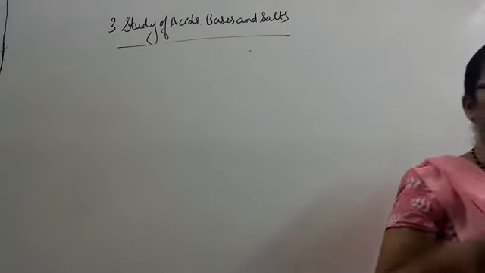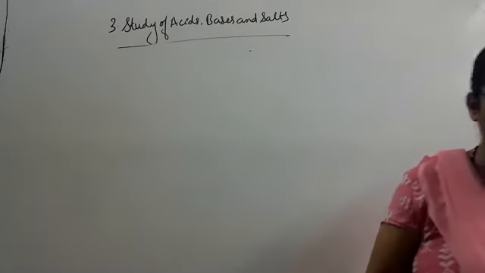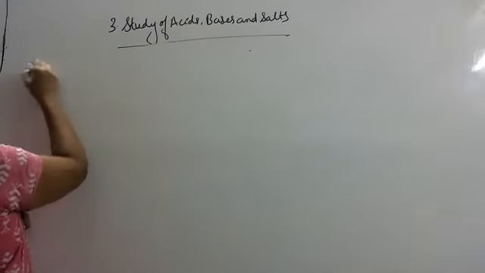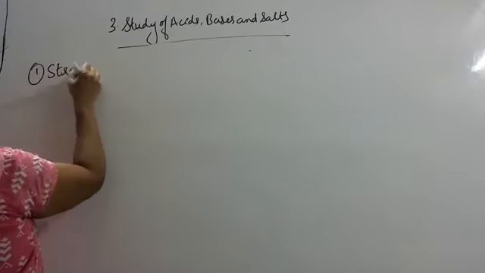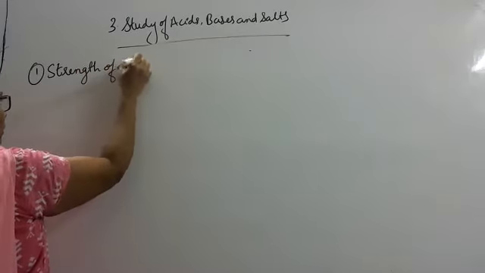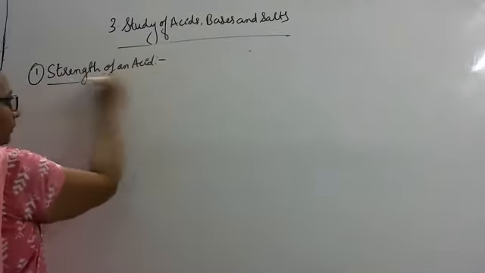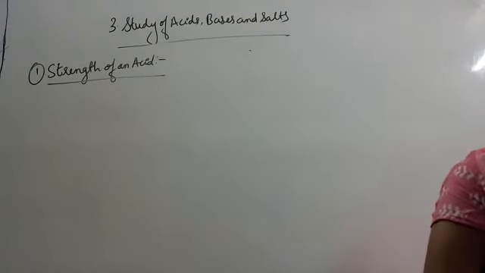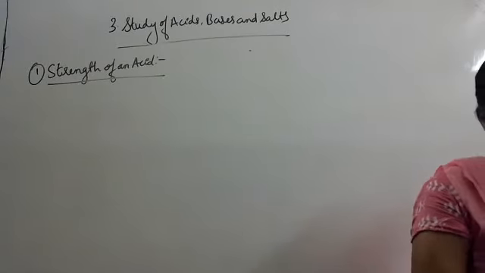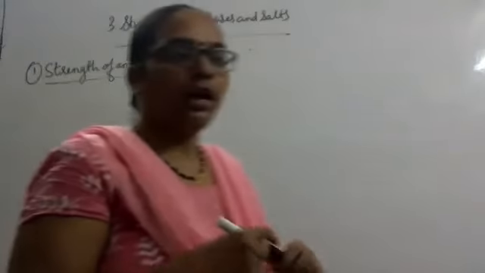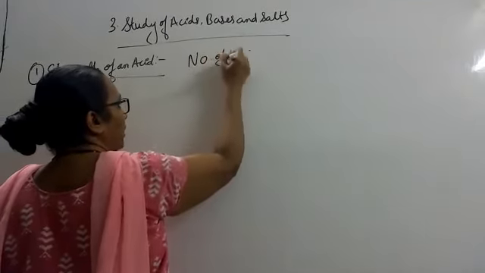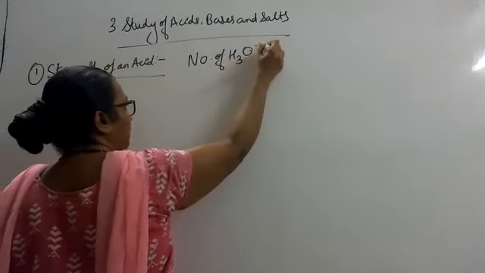Okay. Now, classification of acids, हम लोग going to study that in detail. So, the acids are classified on the basis of, the first one, strength of an acid. We have already written the full chart. Strength of an acid. Now see, the strength of an acid or the power of an acid totally depends upon the number of hydronium ions.